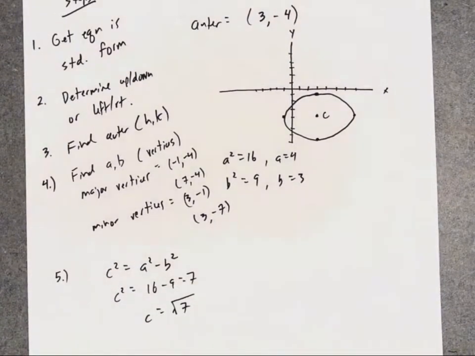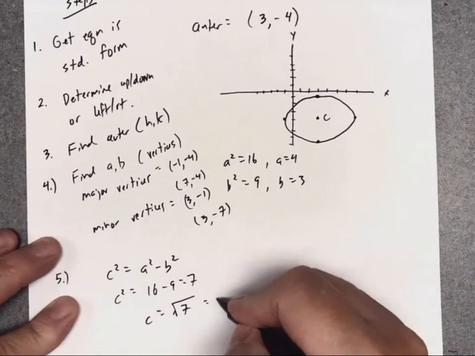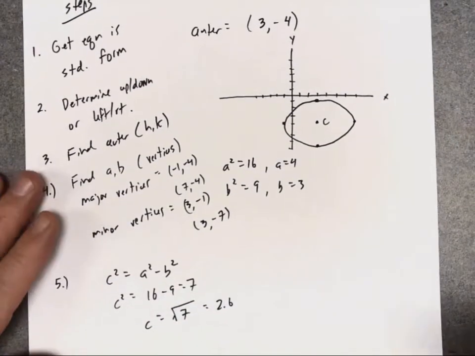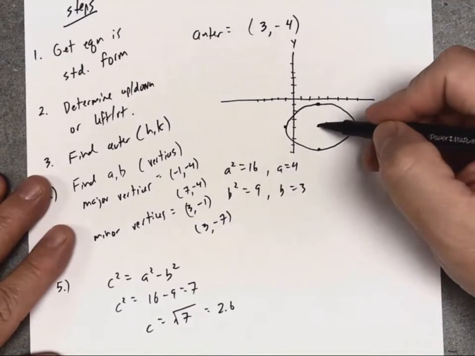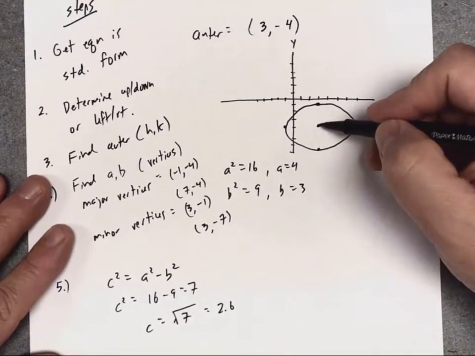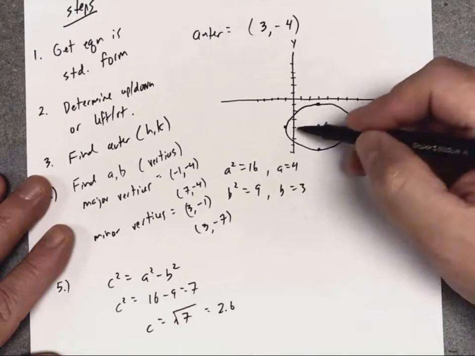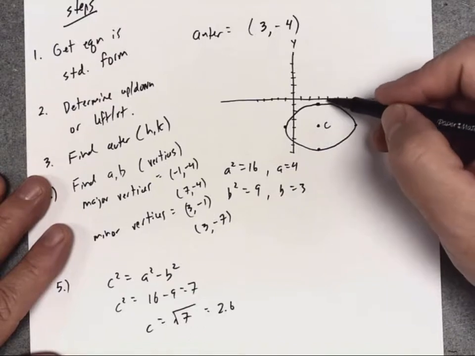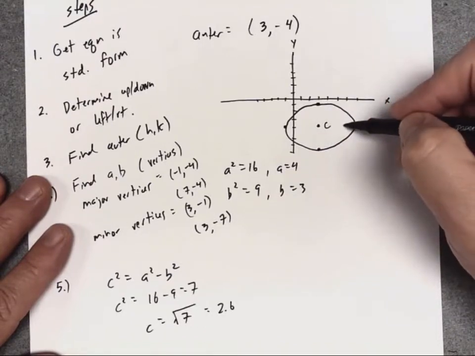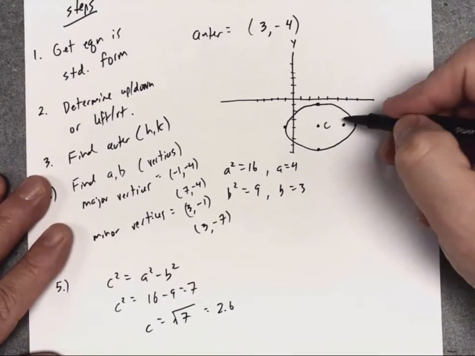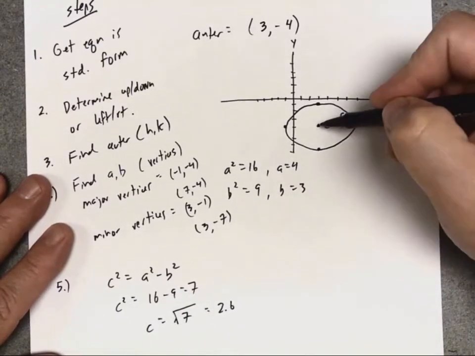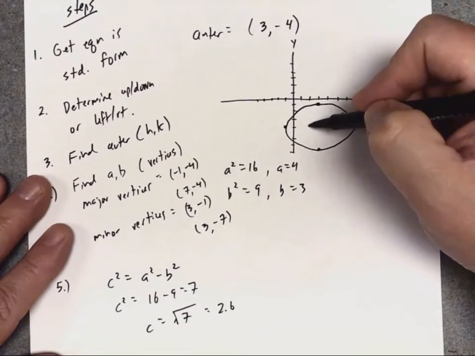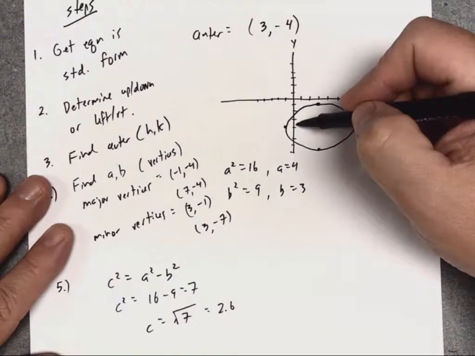So c is the square root of 7, which if I get my calculator and determine what that is as a decimal, is 2.6. That means if I want to draw my foci on my graph, I go from the center and along the major axis I move 2.6 to the right and then 2.6 to the left. So I'm sitting here at 3. I need to go to 5.6. So here's 4, 5, 5.6 maybe right there. So there's a focus. And then I move 2.6 to the left, 1, 2.6 maybe right about there.